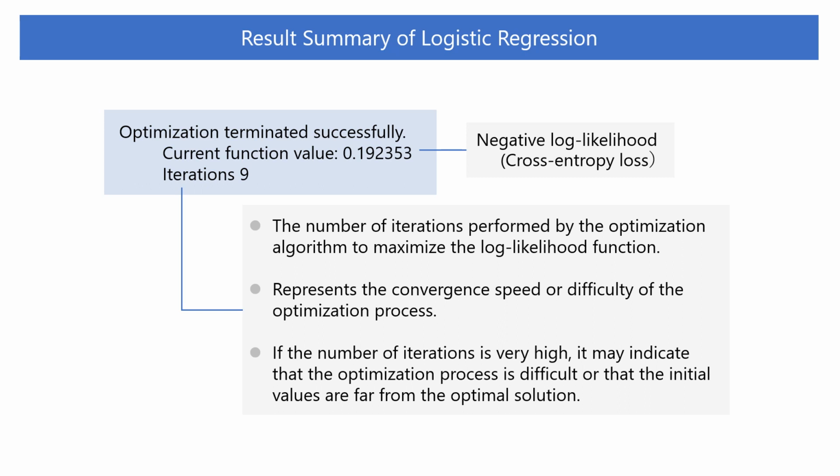The value of iteration indicates the number of iterations until the model converges and represents the convergence speed or difficulty of the optimization process. If the number of iterations is very high, it may indicate that the optimization process is difficult or that the initial values are far from the optimal solution. On the other hand, if the number of iterations is low, it means that the optimization process is converging quickly.